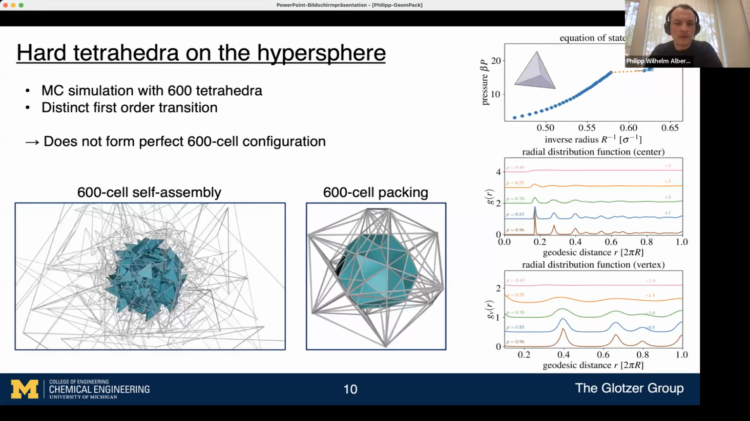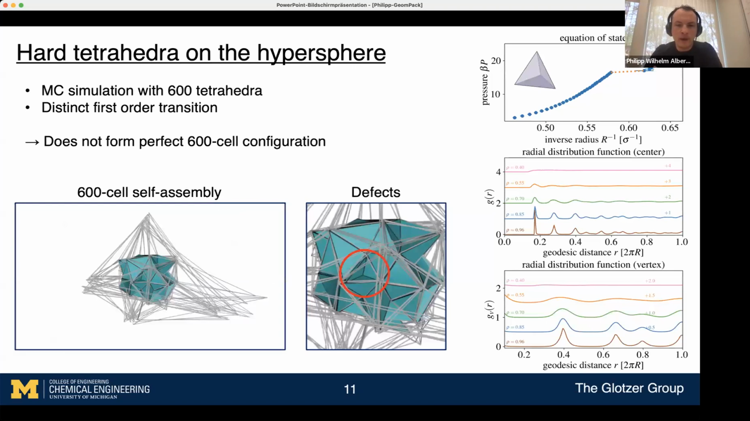And if you look in a little more detail into this structure, what you can see is that they form these kind of vacancies. So there are some regions where there's no particle present, but this also means that there have to be some areas where there are interstitial tetrahedra, where the particles are just misplaced.